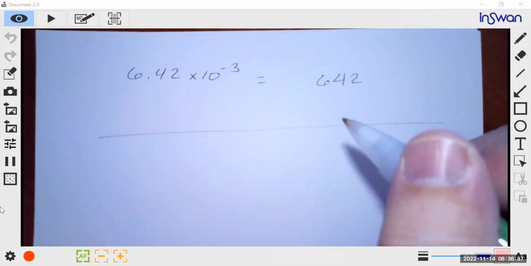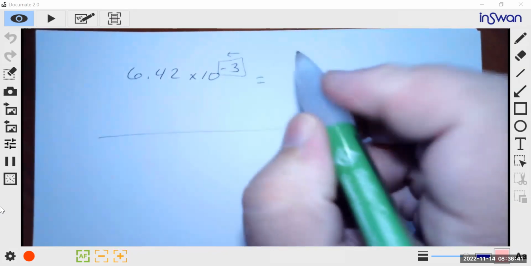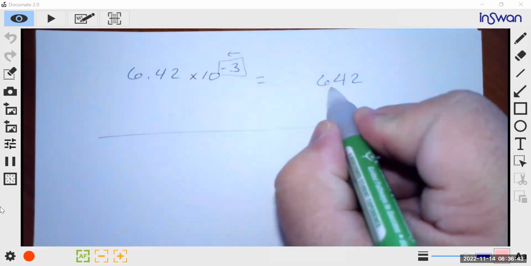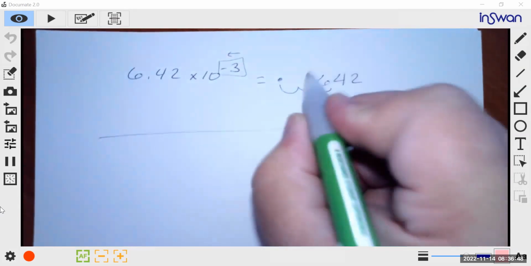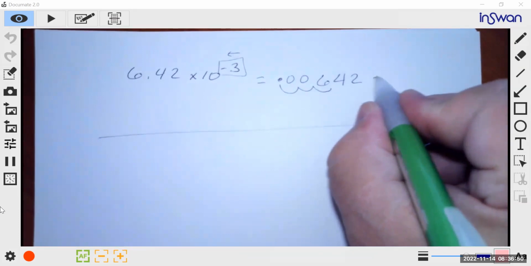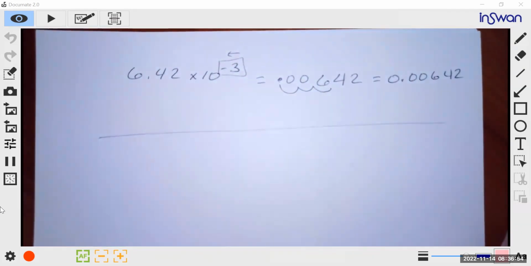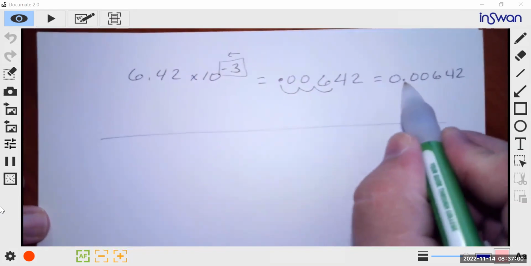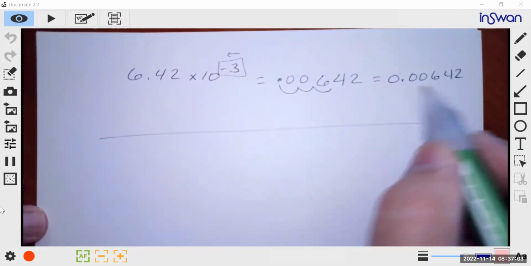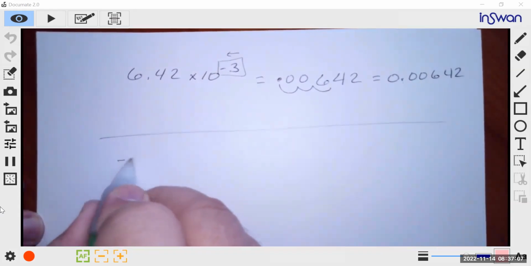Right or left? Yes, since it's negative, we're going to the left. 3 spaces. So from there, 1, 2, 3. So we have 2 zeros in front of it. So we have 0.00642. It's a good convention to get into. Whenever you have a decimal and a bunch of numbers behind it, if there's nothing in front of it, put a 0. It just makes it look nicer.